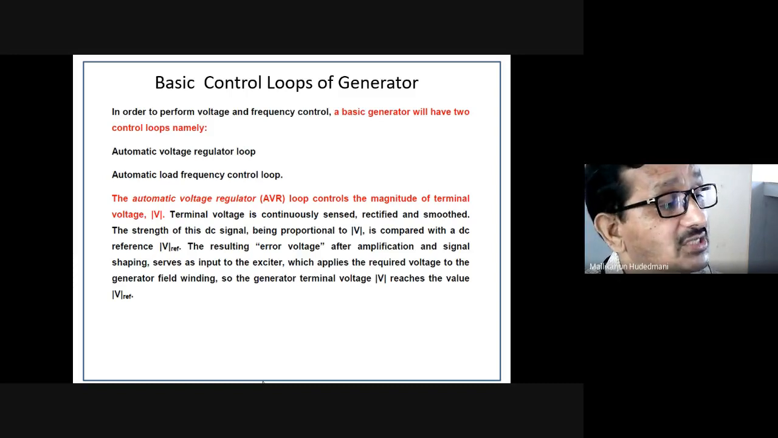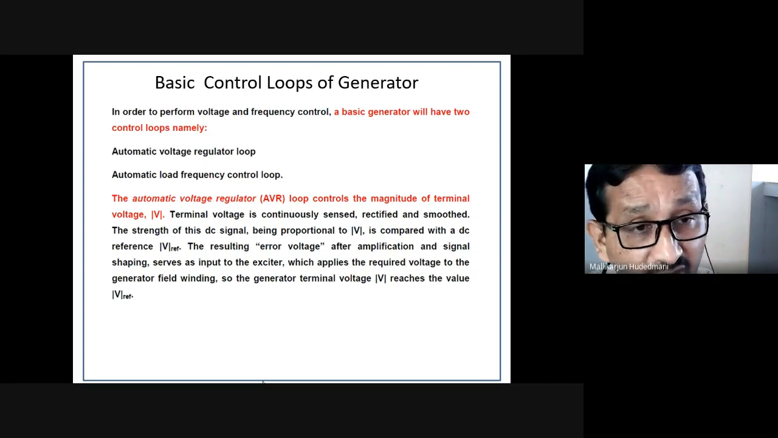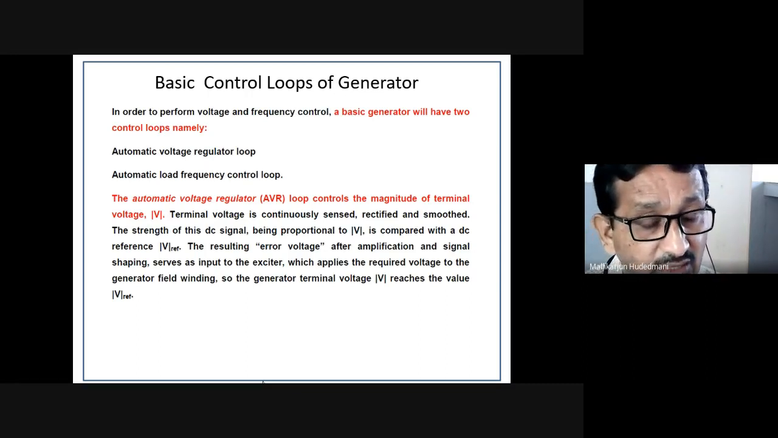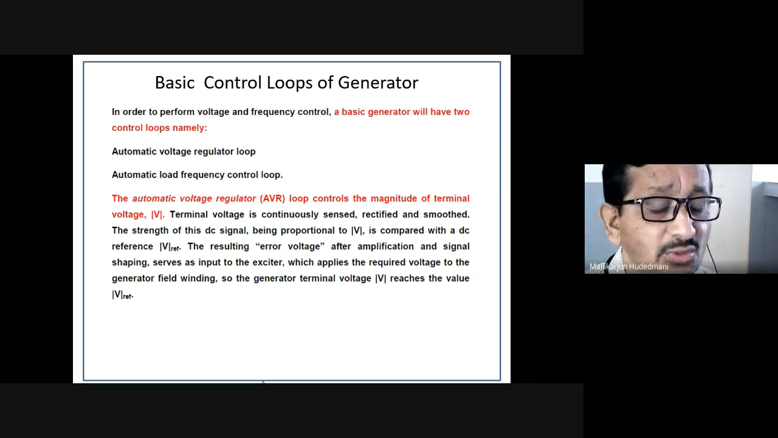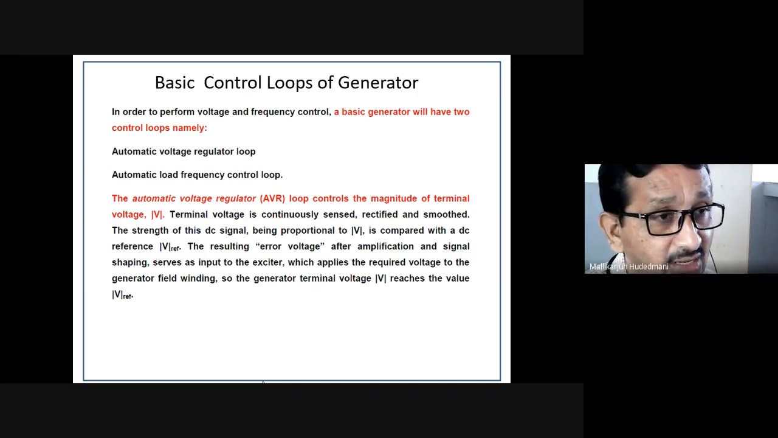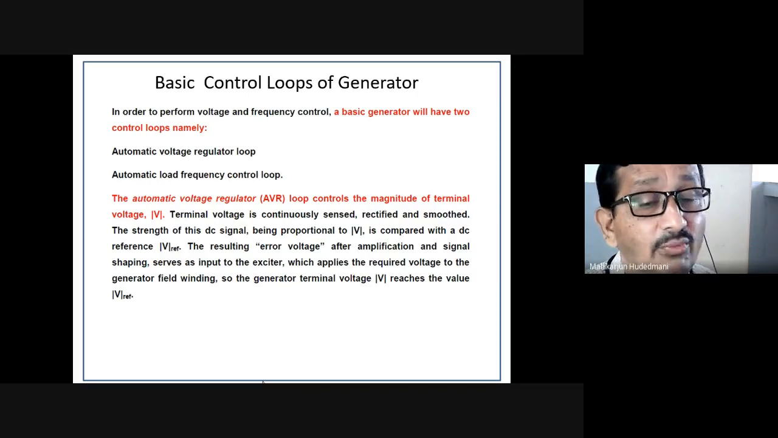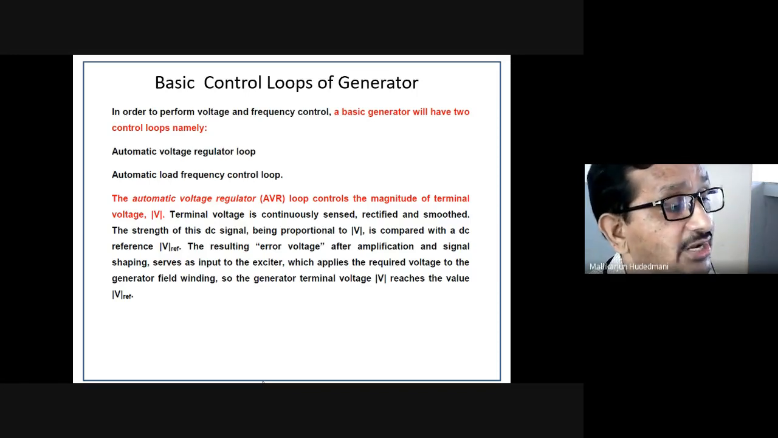utilize two basic controls. One is the automatic voltage regulator, which in turn looks only at keeping the terminal voltage constant, striving so that the required field voltage is injected into the synchronous machine, so that the field becomes strengthened enough to produce the required terminal voltage. That is the task assigned to the automatic voltage regulator loop around the generator.